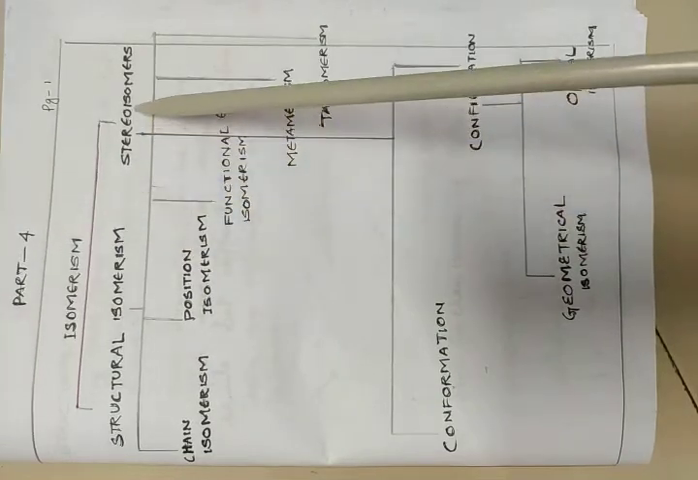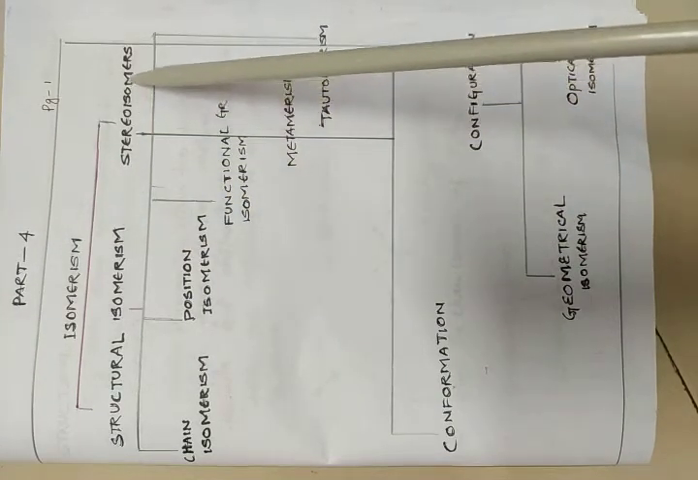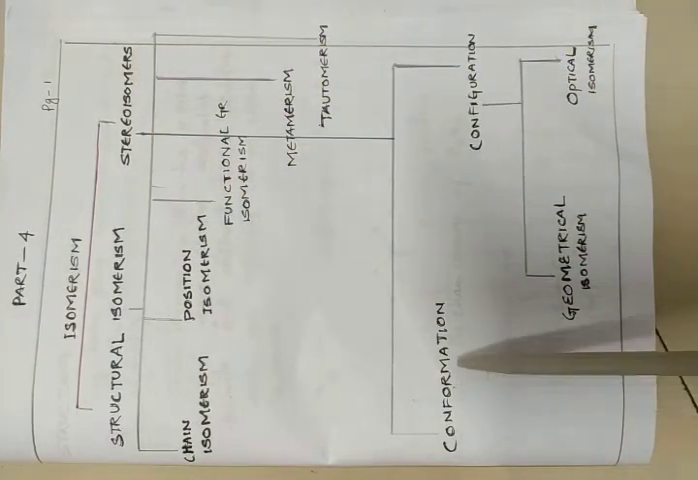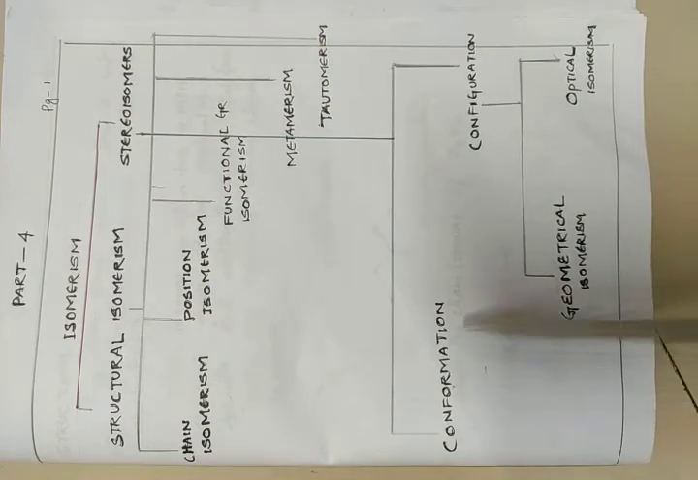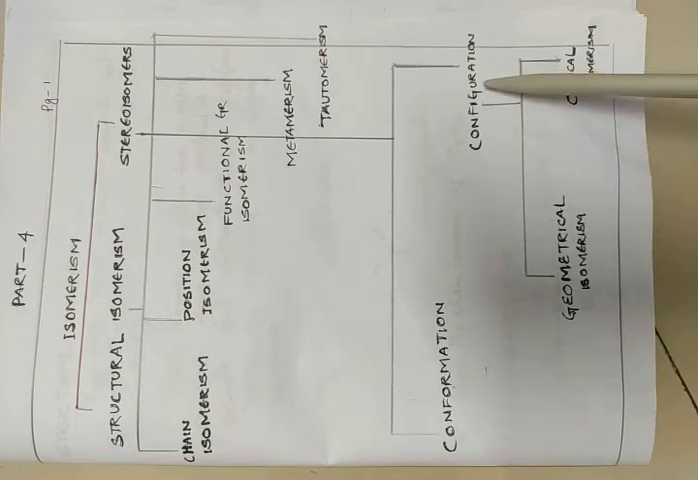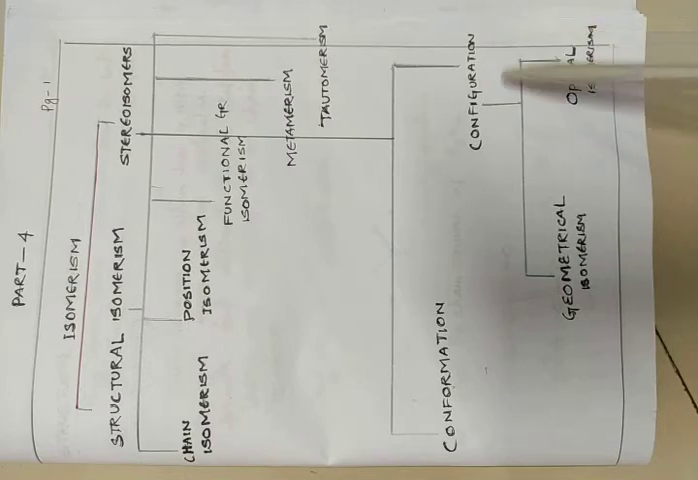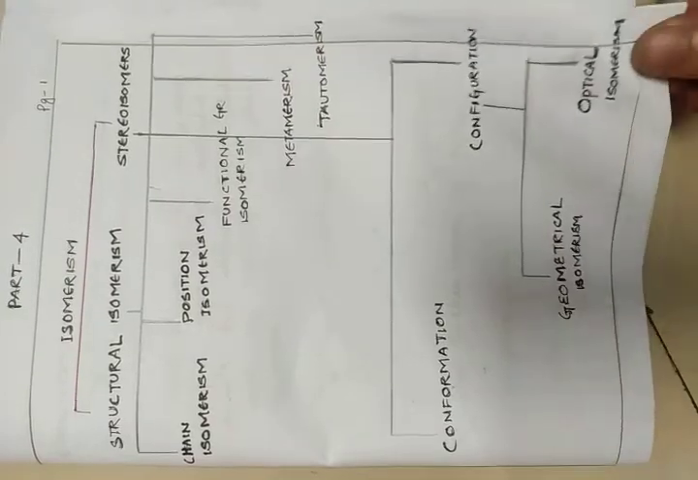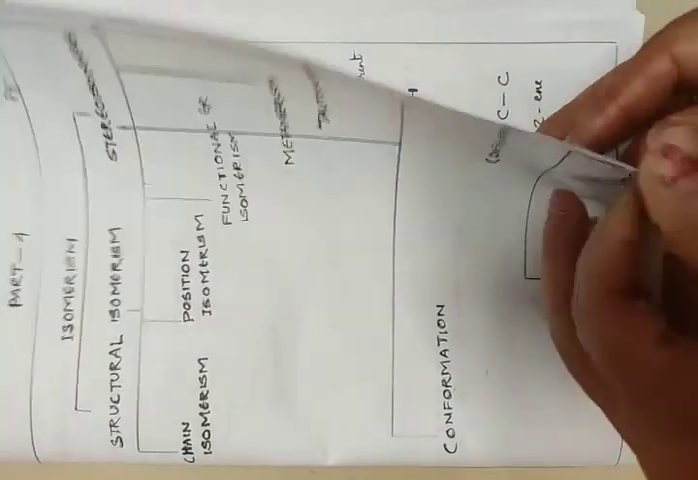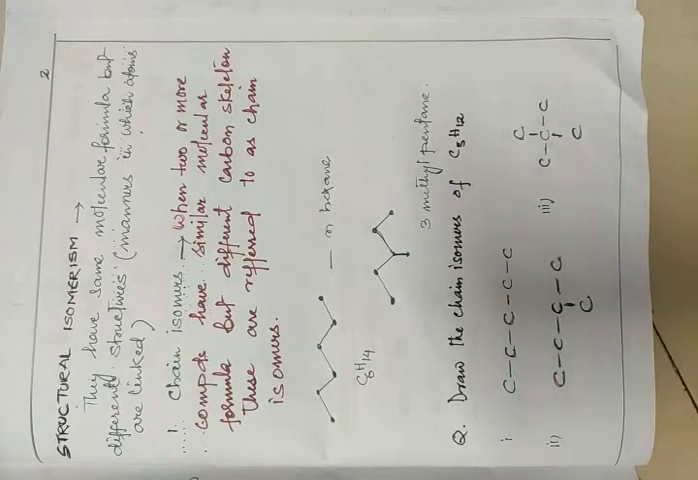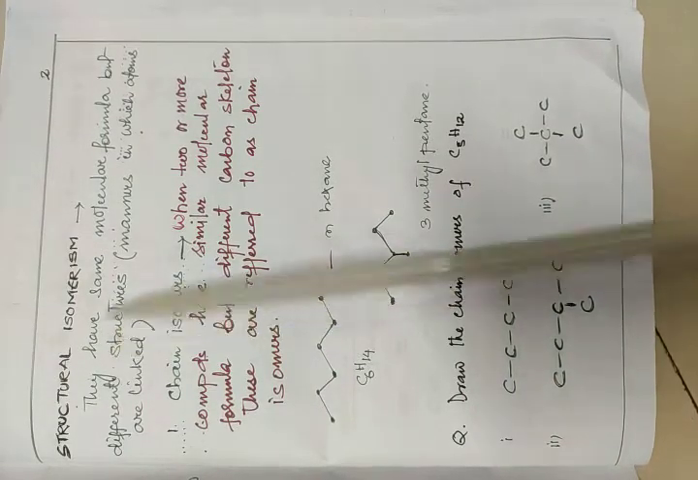Next is number 2, that is stereoisomers. Stereoisomers have two types. One is conformation, then number 2 is configuration. These configurations also have two types. One is geometrical isomerism, then optical isomerism. These are under configuration isomers. Now we will start with number 1, structural isomerism.